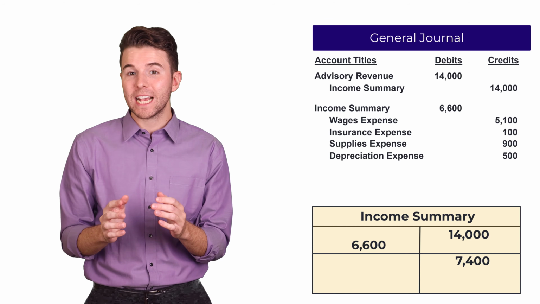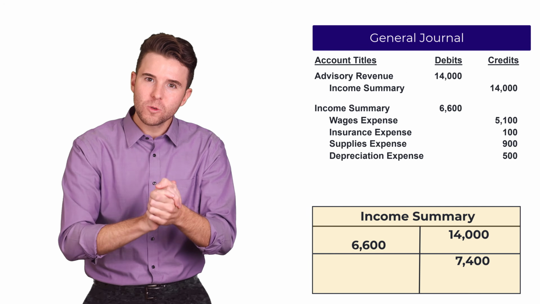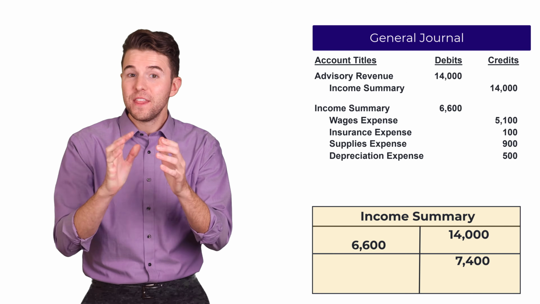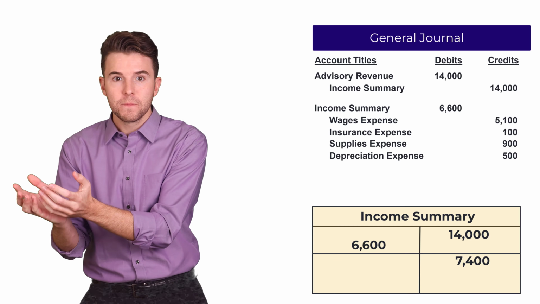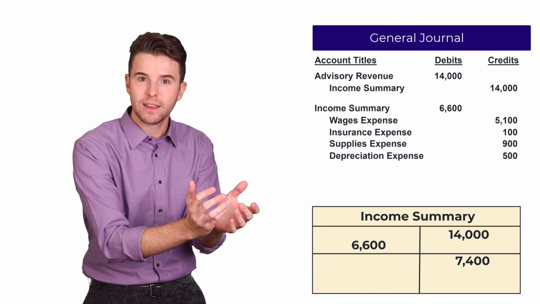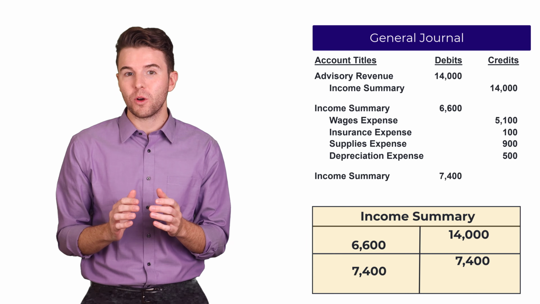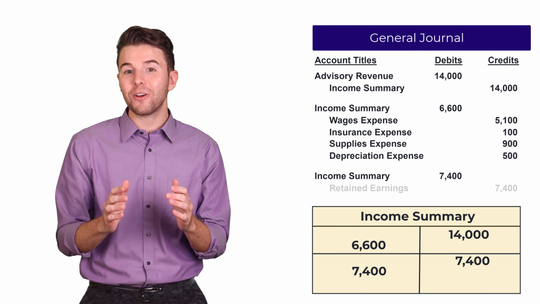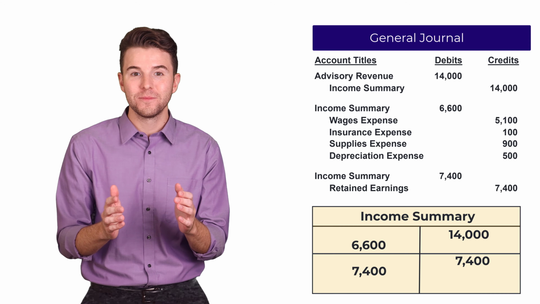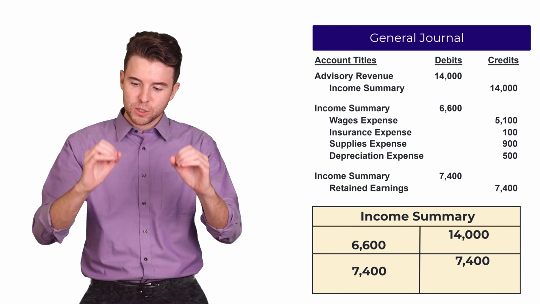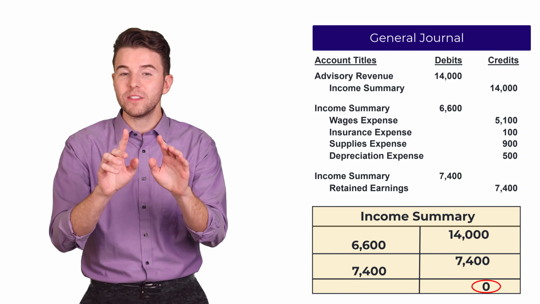Next, we take that income summary account and close it to retained earnings. This is to move net income from that period over to equity. To do this, we debit income summary for $7,400 and credit retained earnings for $7,400. After that, income summary is reset to zero to start the next period.